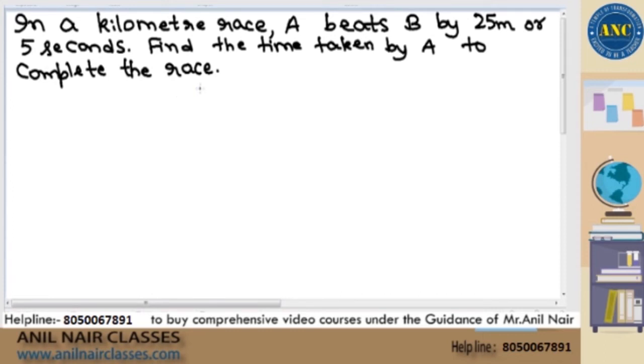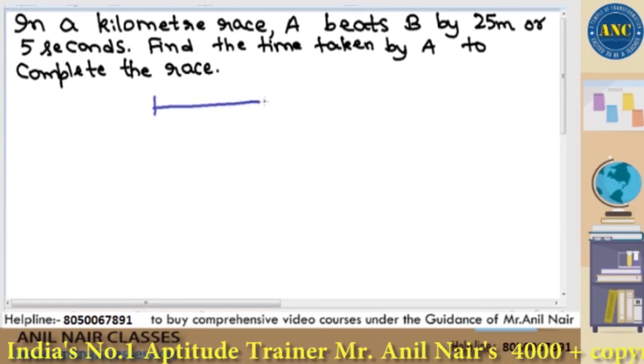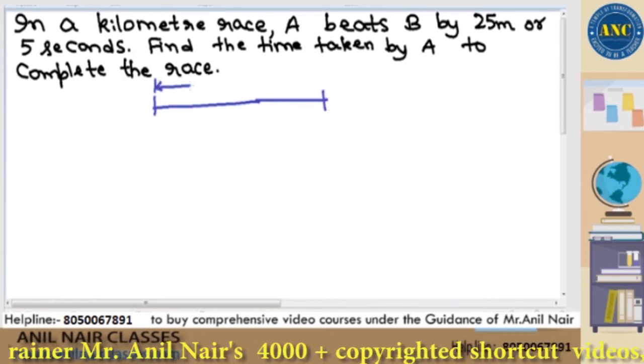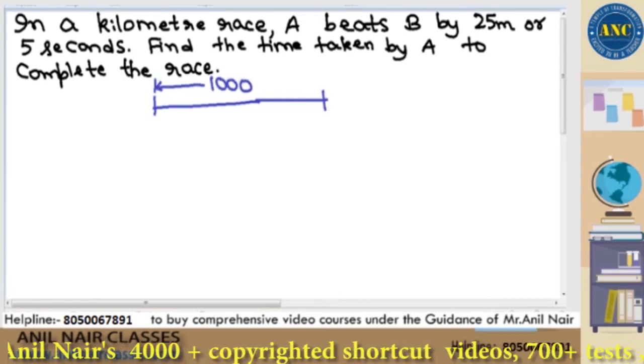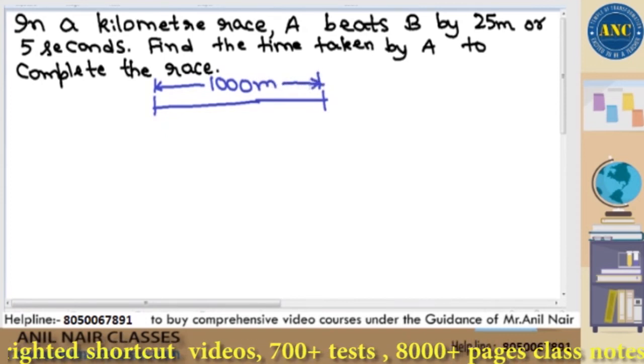Now, everyone listen to this carefully, sir. Again, a very logical way of solving. First statement is, in a kilometer race, that means the length of the race is 1000 meters. Kilometer is nothing but 1000 meters. The length of the race is 1000 meters.